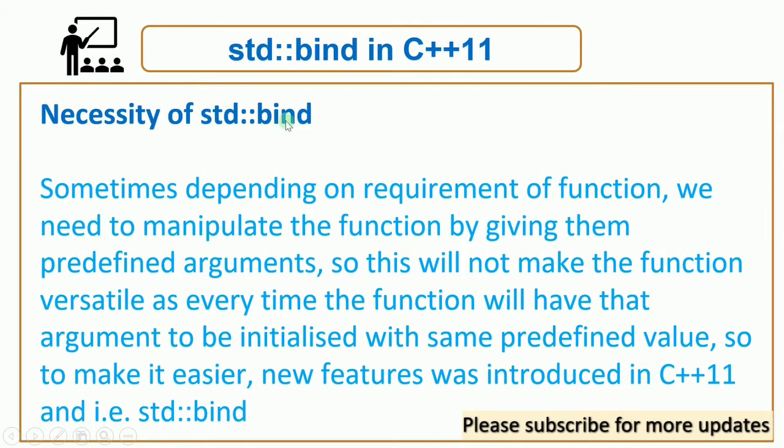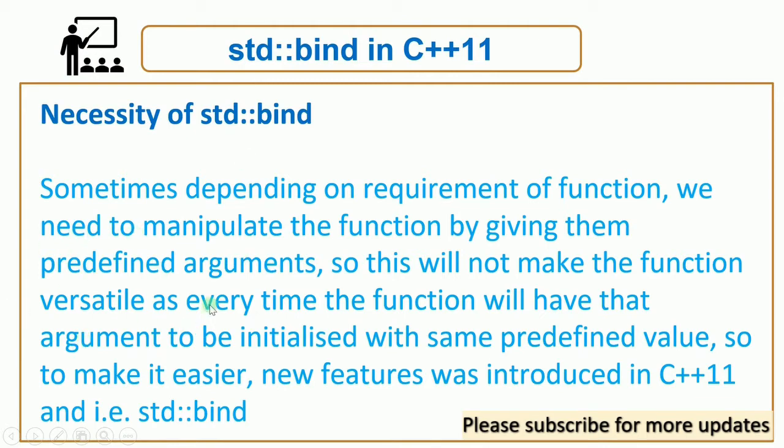You can see here I have written the necessity of std::bind. Sometimes, depending on the requirement of the function, we need to manipulate the function by giving it predefined arguments. This will not make the function versatile, as every time the function will have that argument initialized with the same predefined value. So to make it easier, a new feature was introduced in C++11, and that is std::bind. Let me explain what it means and what the necessity of this is, and then we will come back to the previous slide.